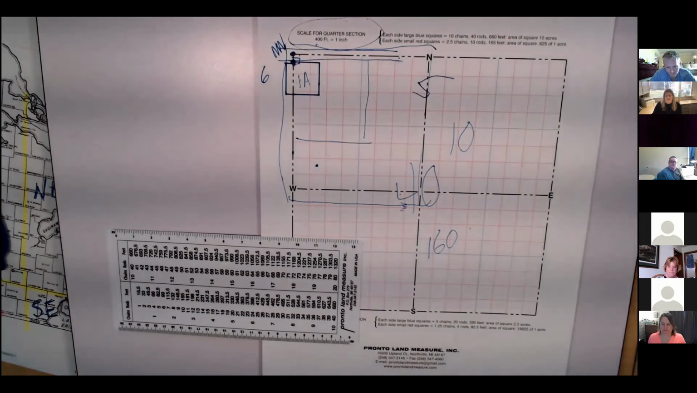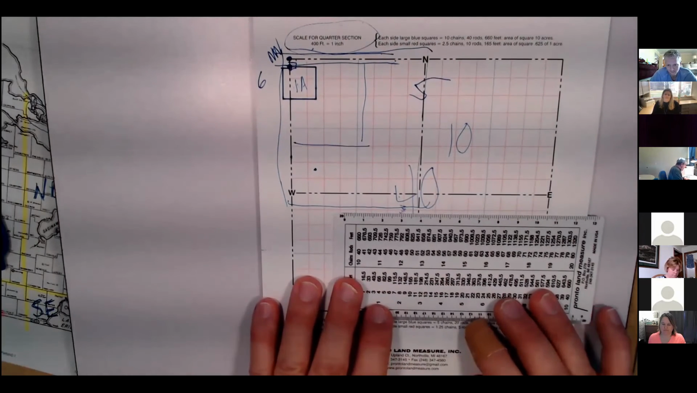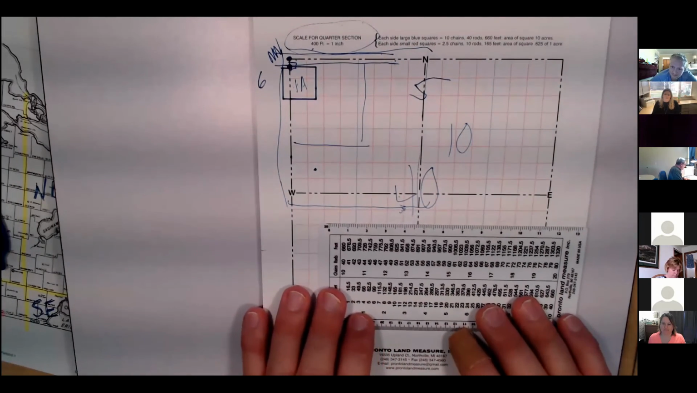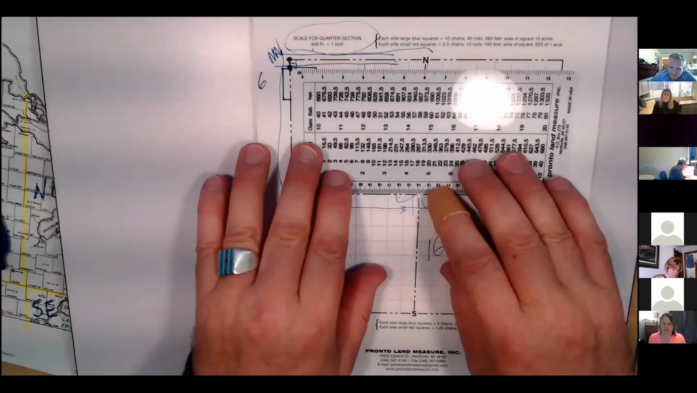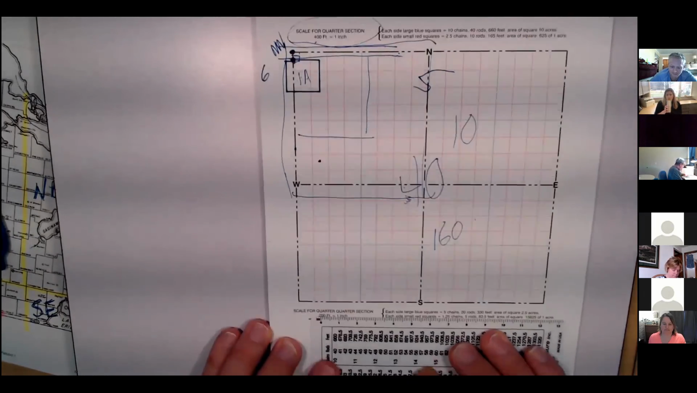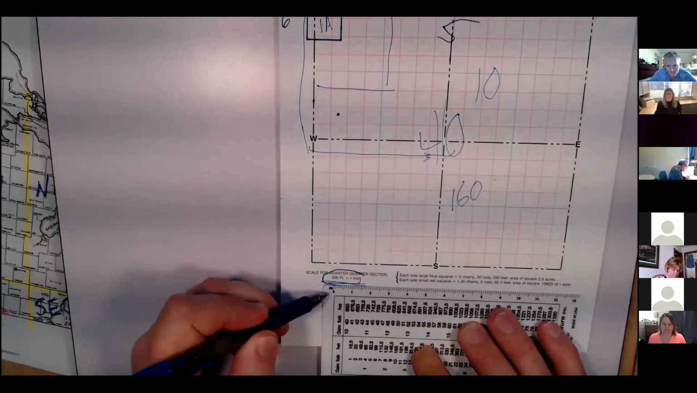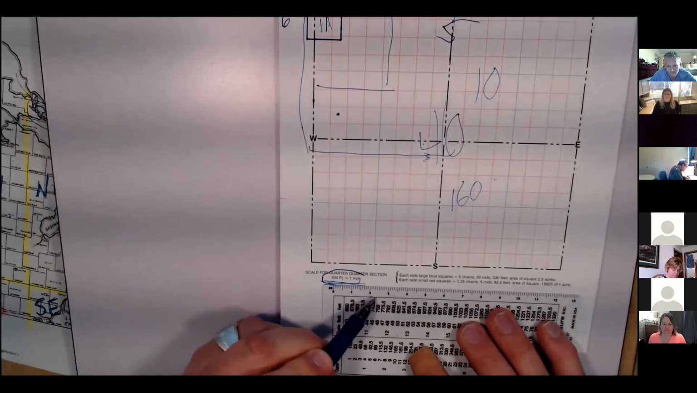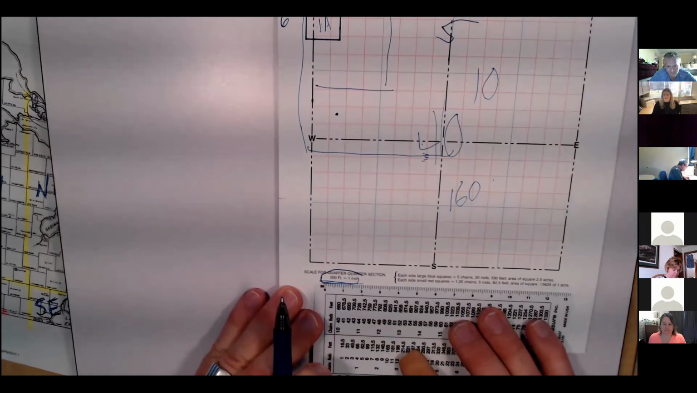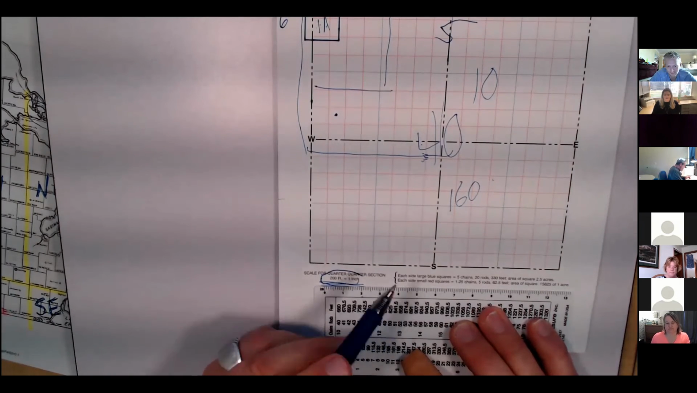The next question is, on the 20 scale, does 1 mean 100 feet? Yes. If you're using it in a quarter section, right here, 200 feet to an inch. So that's 1 inch, and that's 200 feet. So 1 means 100, that's 300, 400.